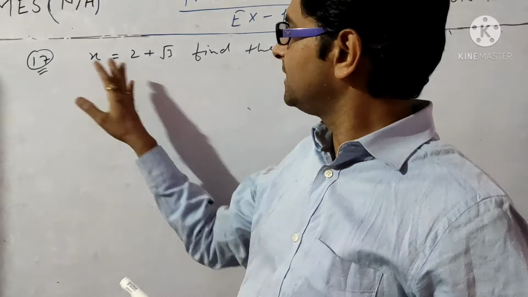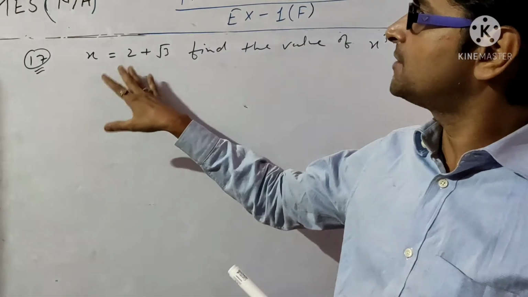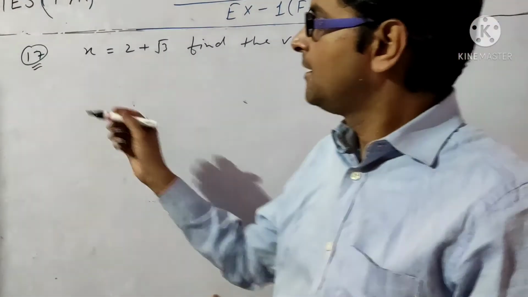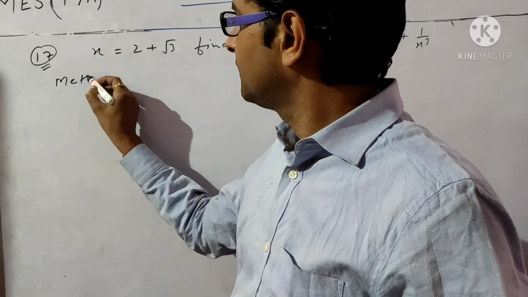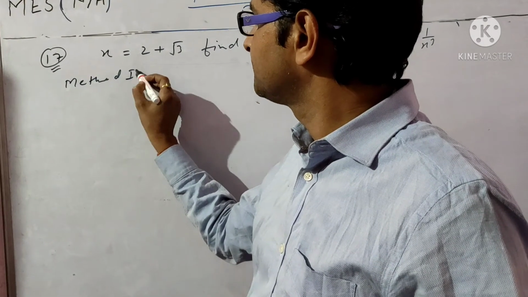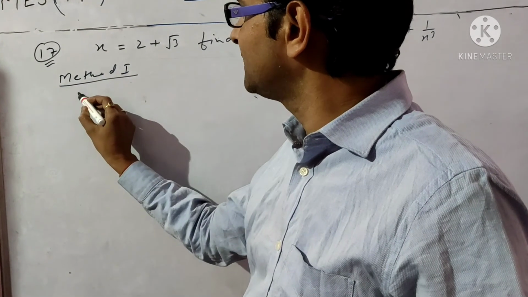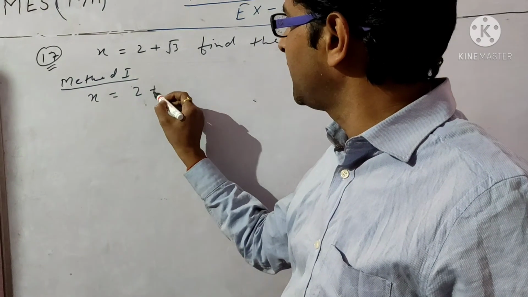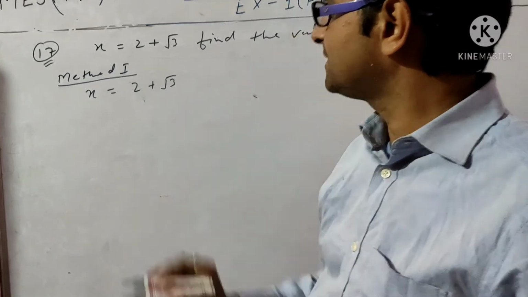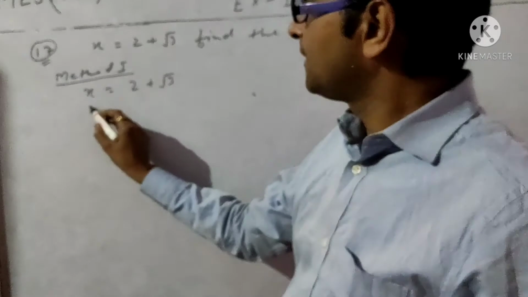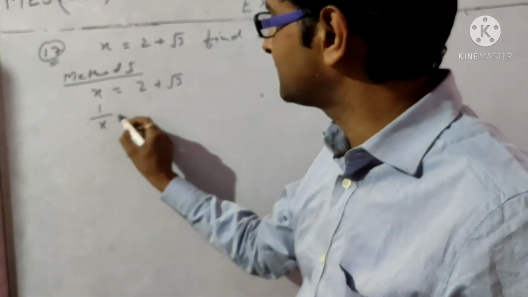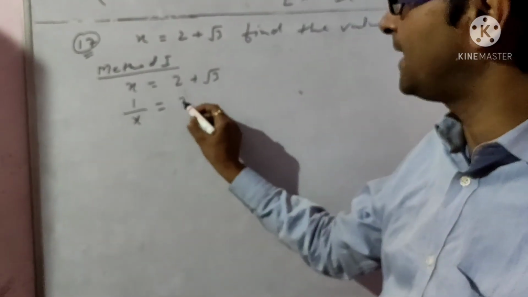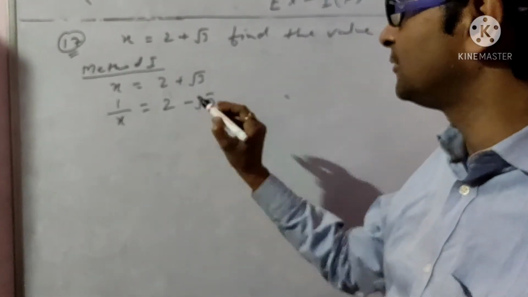Okay student, I will solve this question in two methods. Okay, the first one is method 1. Method 1, the first method is: x is equal to 2 plus root 3. Then find the value of 1 by x. Automatically student, we know that 1 by x is equal to 2 minus root 3.